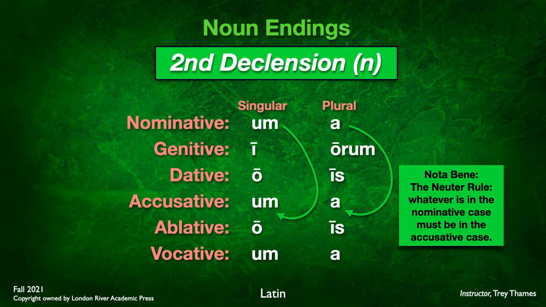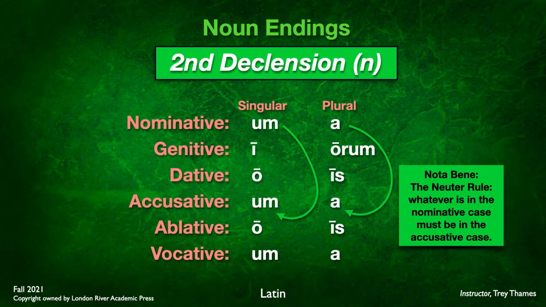It's identical. And not only is the neuter rule in place, but again, the vocative rule is in place. Whatever is in the nominative is also in the vocative. So you can see the um in the nominative singular and the vocative singular as well. The letter A in nominative plural, and then letter A in vocative plural as well. So I'm going to say these again. I would like for you to go ahead and say them out loud as I read through them.